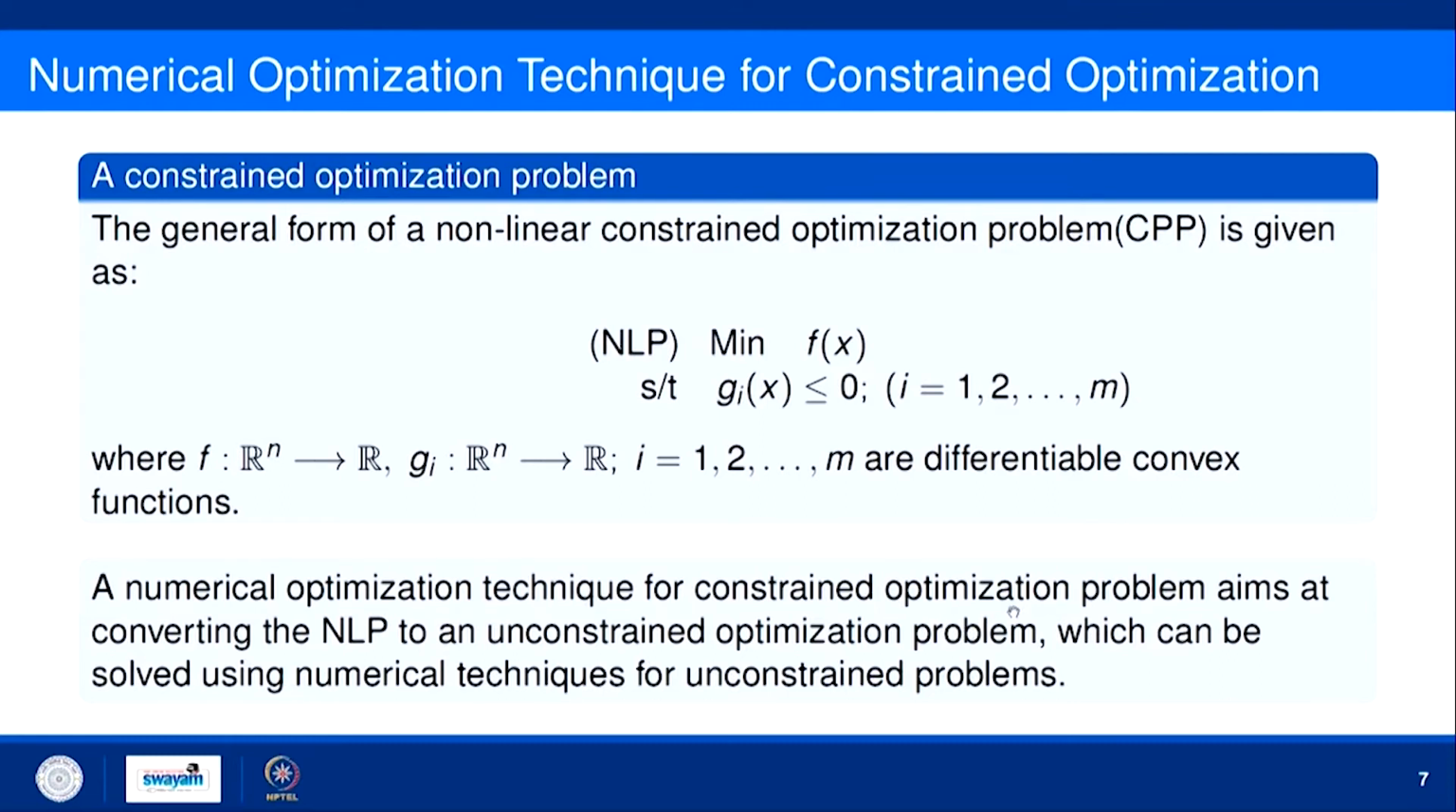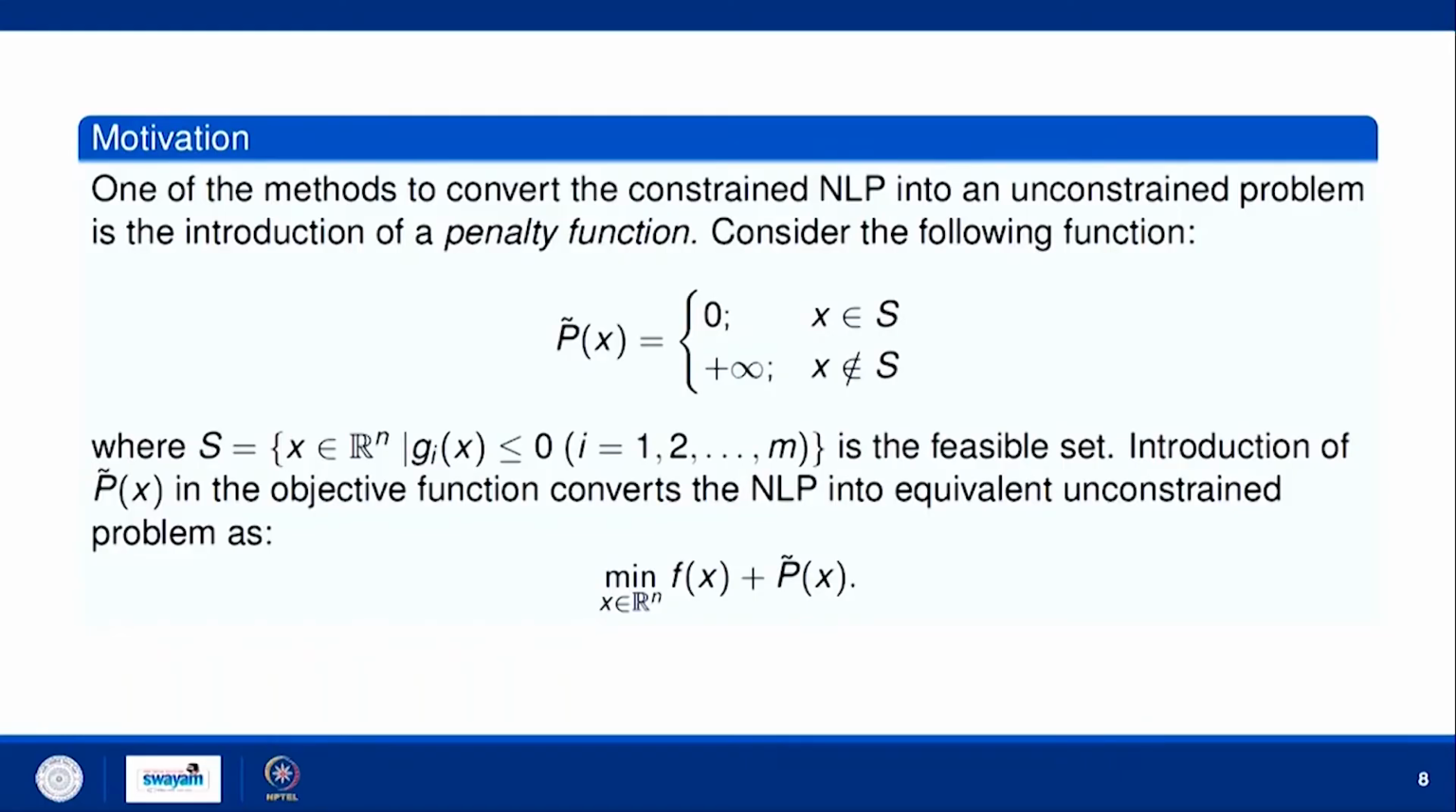If you have any constraint optimization problem, the main aim of any algorithm for handling it is to convert that problem into an unconstrained type. If we can convert that problem into an unconstrained type, then the usual techniques, like descent methods or other methods, we can apply for solving that problem. So, one such method is the penalty function method.